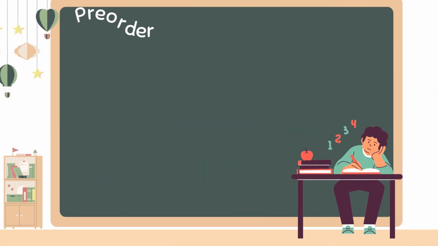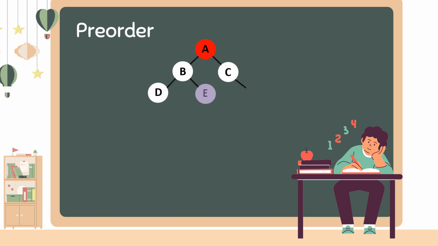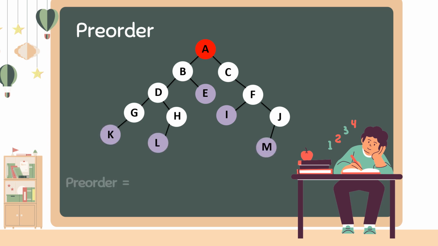And the third is pre-order traversal. First, visit the root node. Second, visit the left subtree. And third, visit the right subtree. Example: K, Z, L, H, D, B, E, A, I, F, M, J, C. And how is it useful? It is useful for creating a copy of the tree or saving the tree structure.